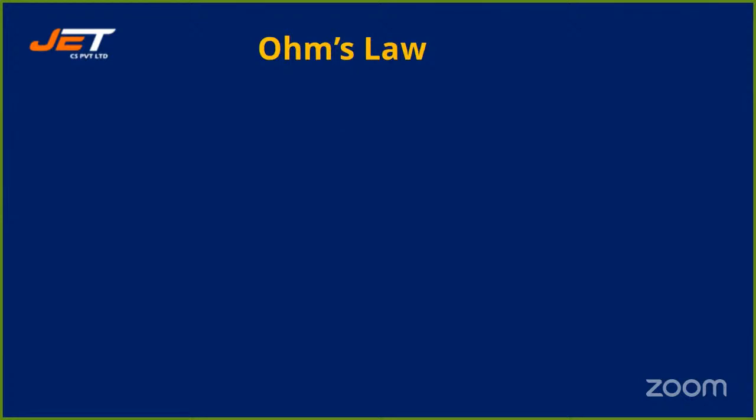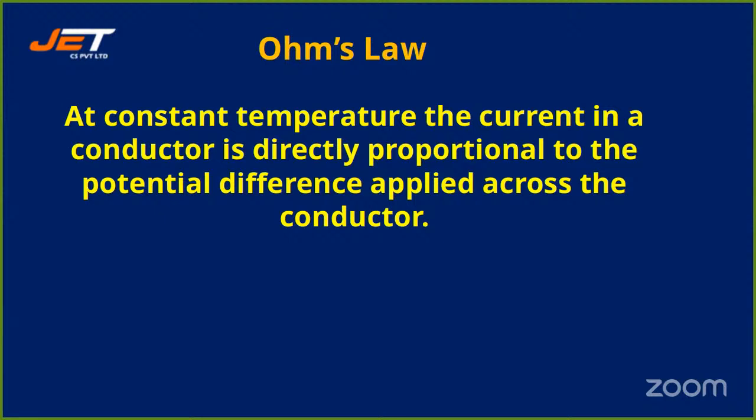From this, we get to understand a new law called Ohm's law. So what is Ohm's law? At a constant temperature, the current in the conductor is directly proportional to the potential difference applied across the conductor. Why are we talking only about conductors? Because conductors are the only materials that allow current to pass through, that is, only they can have an ordered motion of electrons.